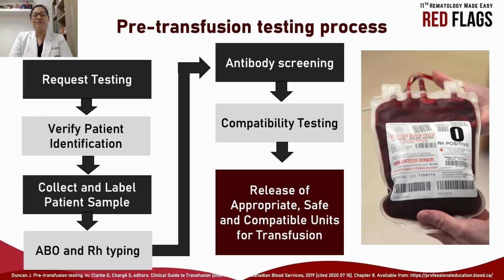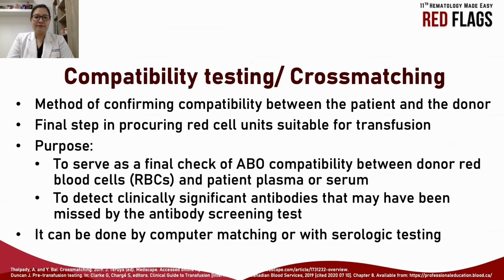Next step would be compatibility testing. Compatibility testing, also known as cross-matching, is a method of confirming compatibility between the patient and the donor and is the final step in procuring red cell units available for transfusion. It serves two main purposes. First is to serve as a final check of ABO compatibility between donor red cells and patient's plasma or serum. And second, to detect clinically significant antibodies that may have been missed by the antibody screening test.